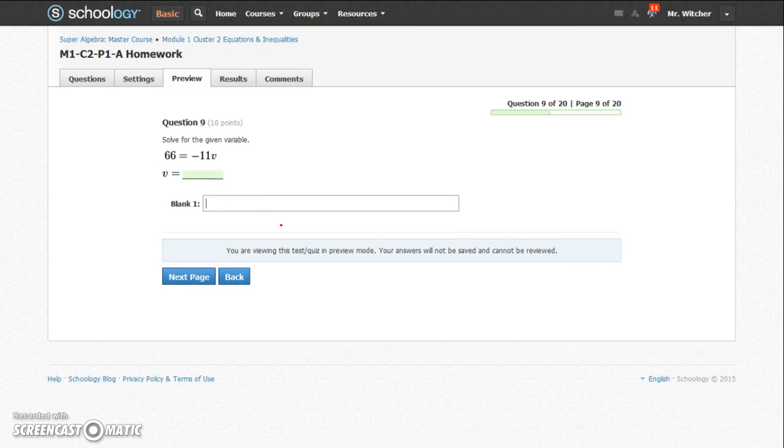Example 9. What's happening to v? It's being multiplied by negative 11. The inverse of multiplication is division, so we divide by 11. So v equals 66 divided by negative 11. What is 66 divided by negative 11? That's negative 6. V equals negative 6.